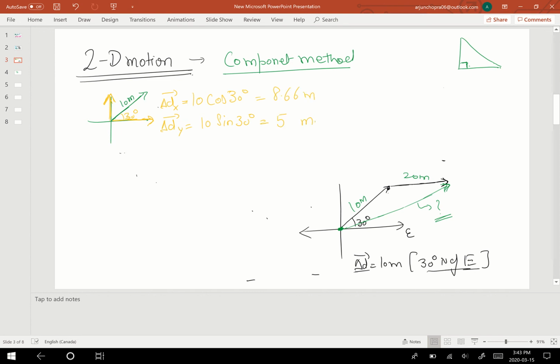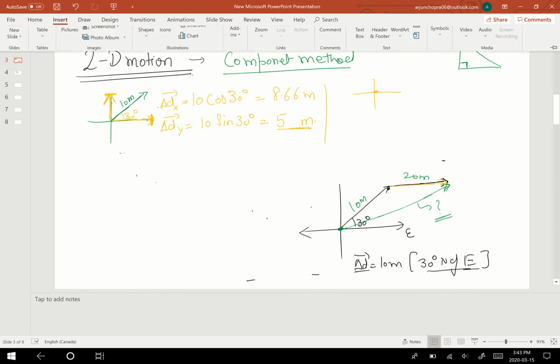So the car covered 8.66 meters in the x direction and 5 meters in the y direction. So I figured out these two components. Now after that, the car traveled only in the east direction, covering 20 meters. So I'm going to draw another navigation system, and I'm going to draw 20 meters in the east direction.